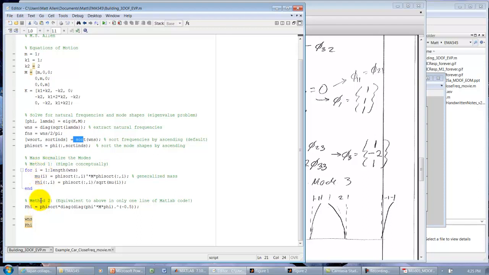And now we can mass normalize them using one of these two formulas. Here I calculate the modal mass between each eigenvector and itself, and then I just divide that eigenvector by the square root of the modal mass, and I have a mass normalized vector. If you're slick with MATLAB, you can do that all in one pop by taking the mode shape matrix and multiplying by this expression.